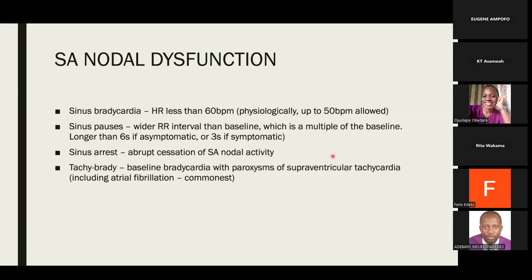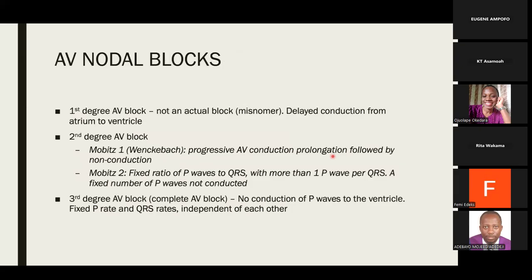So we've talked about sinus bradycardia, we've talked about sinus pauses, sinus arrest, and then tachy-brady. So this is just going over what I've mentioned already. Now we come to the level of the AV node, and so we have 3 degrees of block.